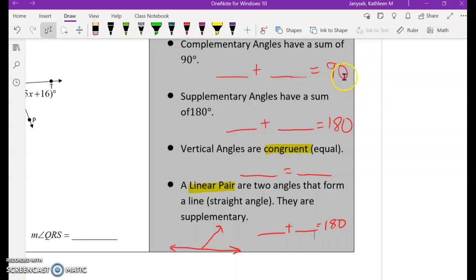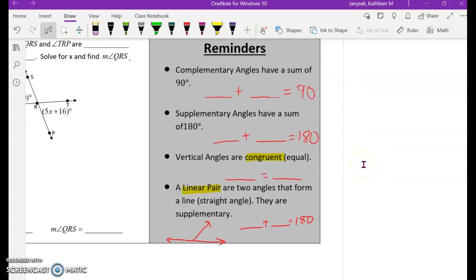So use these kind of templates to create your equations. So I would definitely write all of this down so that you can refer back to this little reminders corner as you're going through your practice.